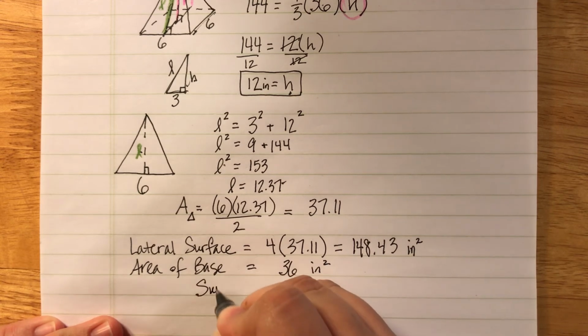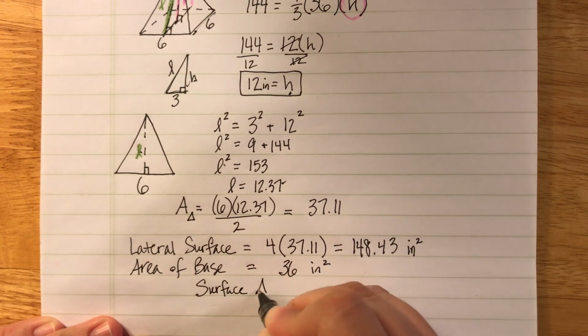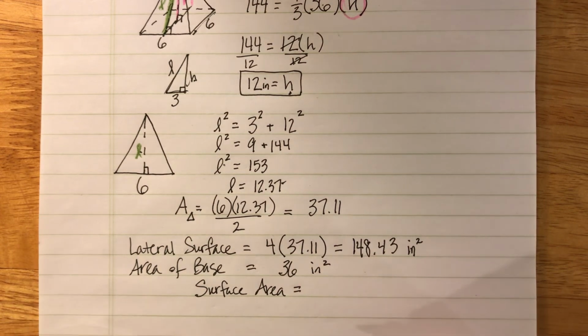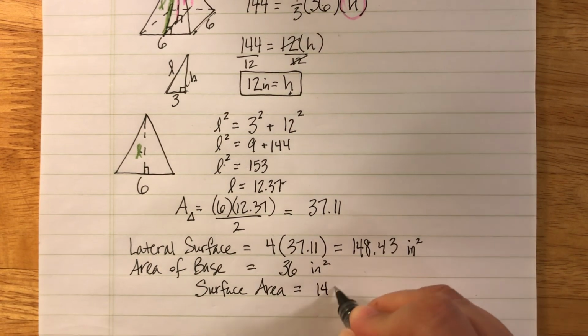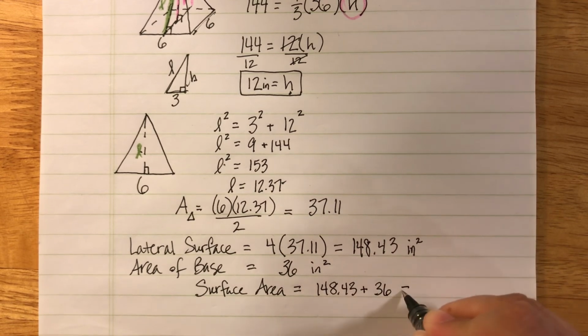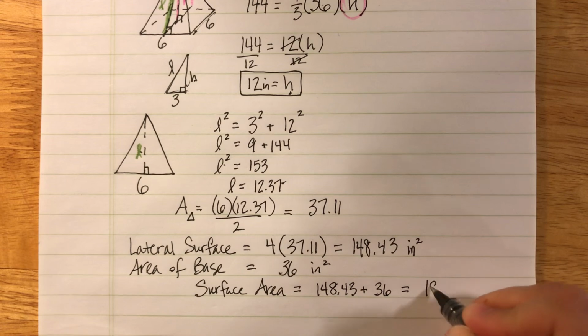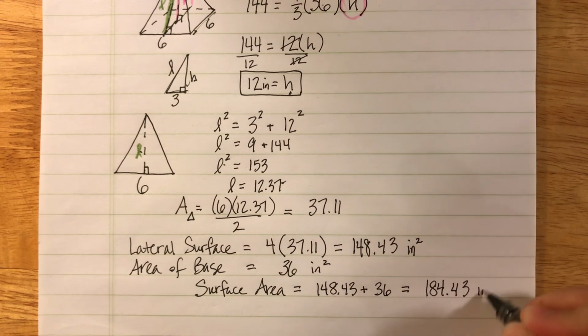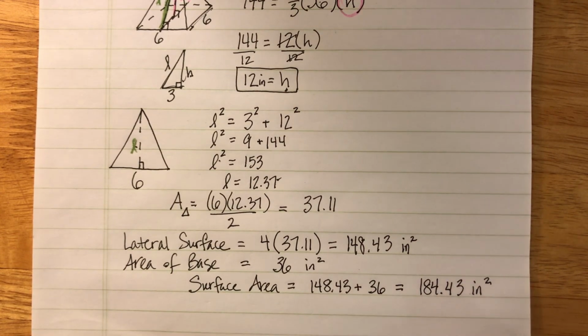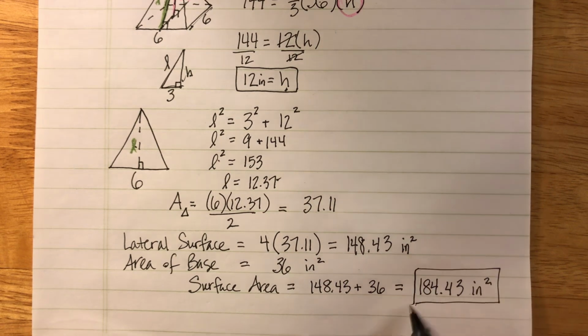That means that my total surface area, the area of all of the faces added together, is going to be 148.43 plus 36, which is 184.43 square inches. Surface area is an area measurement, so the units are always squared. So there is the answer to that.